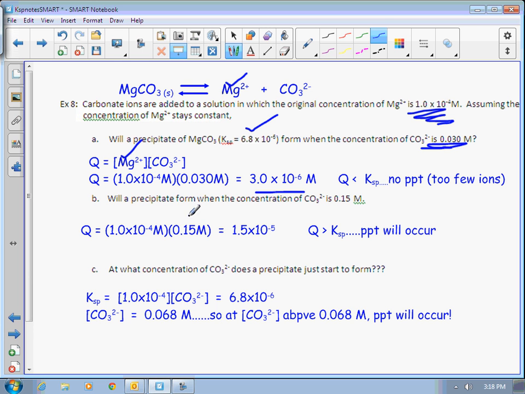All right, what if we bump the carbonate up to 0.15? That's a lot more carbonate. So now Q is greater than KSP. You've got too many ions, so we would get rid of some of those ions by kicking them out, shifting the equilibrium to the left, and you would see a precipitate.